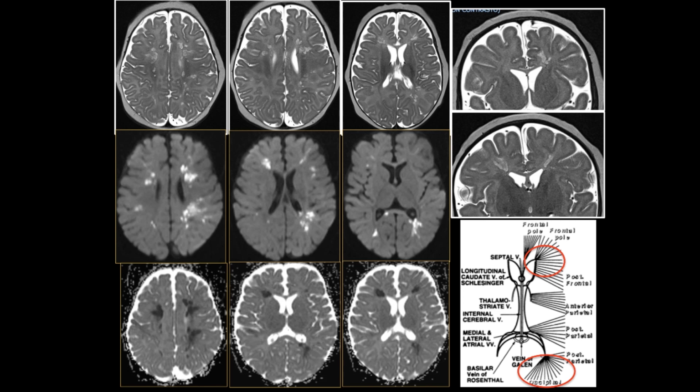This is a case. We didn't see any thrombus in the medullary vein, but have a look at this second line, diffusion, and the last line, apparent diffusion coefficient. We can see areas of diffusion restriction, and the very interesting thing is that the area of diffusion restriction follows the distribution of the deep medullary veins. Obviously, we can see here this subtle linear hyperintensity on T2 weighted imaging. These are the remnants, the results of the suffering of this white matter tissue.